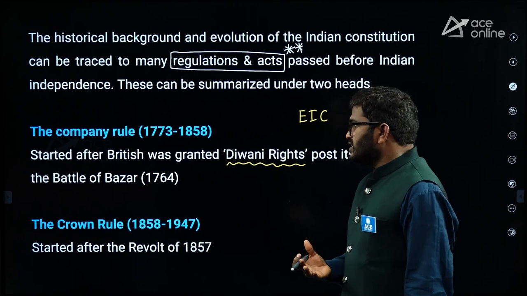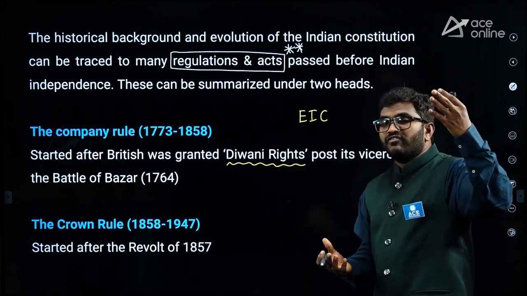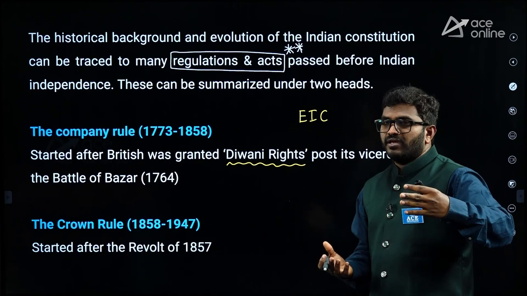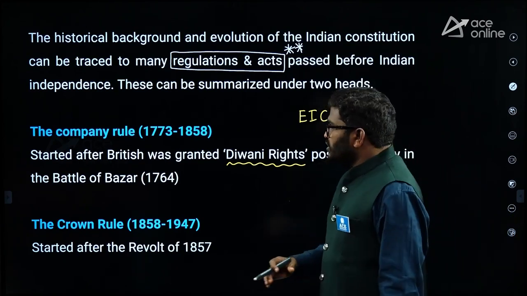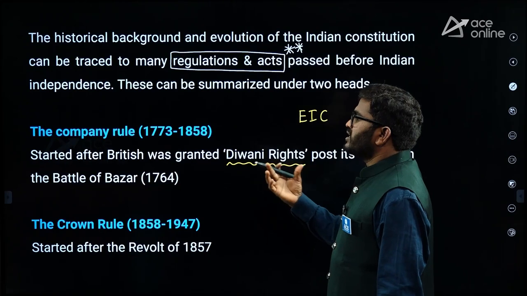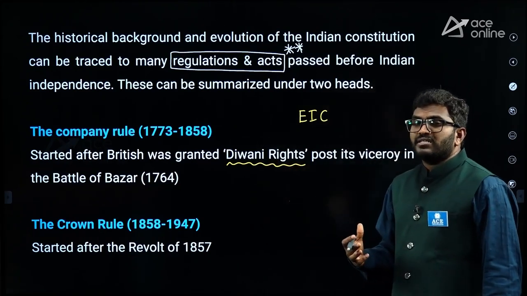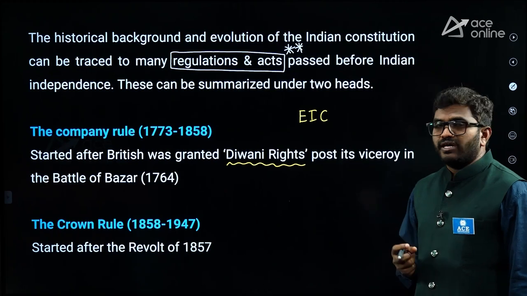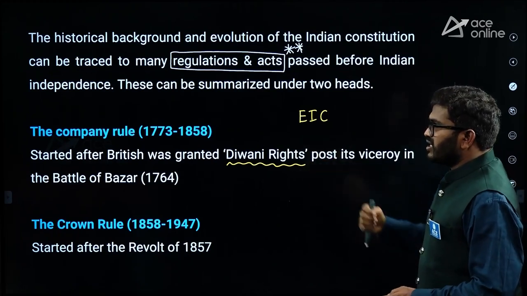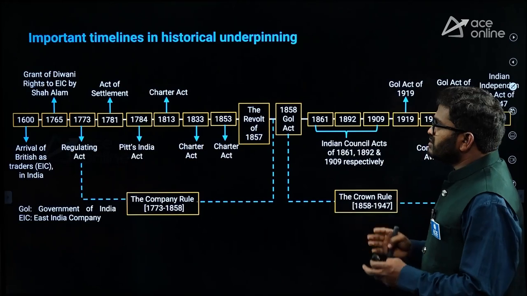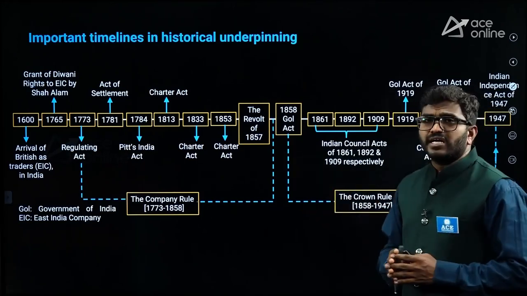Then after that, the crown rule, meaning the British king and queen, ruled India from 1858 to 1947. During this period, so many regulations and acts were developed, and based on that the Constitution of India evolved. So I am dividing it into two parts, company rule and crown rule. During the company rule, you can see the timeline of this historical background.